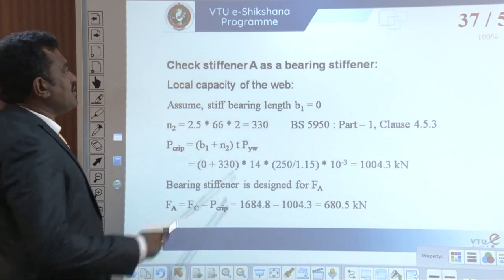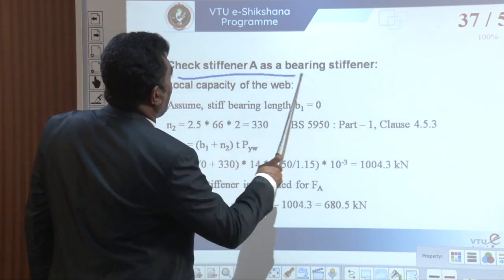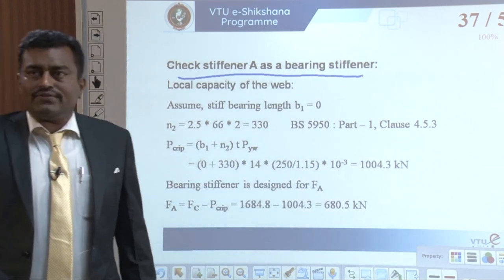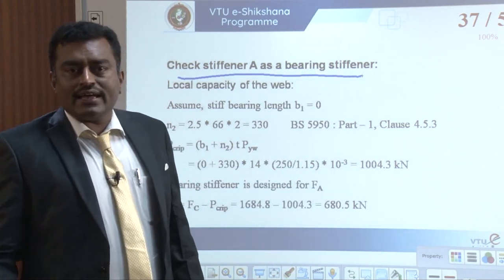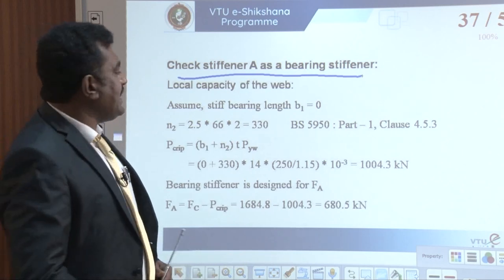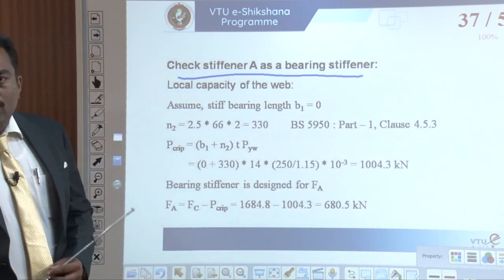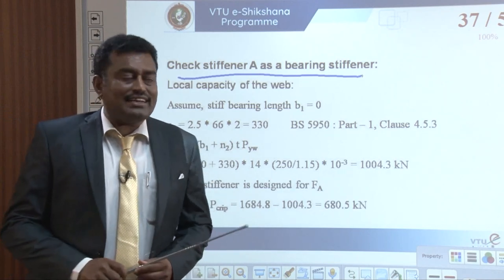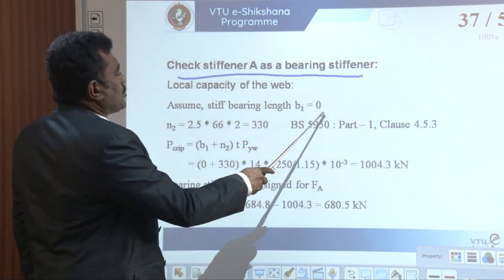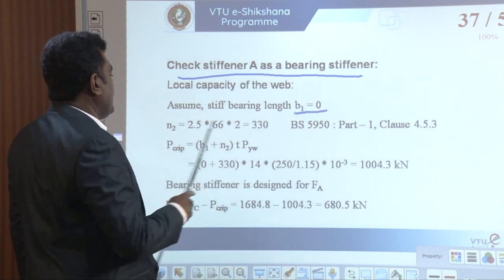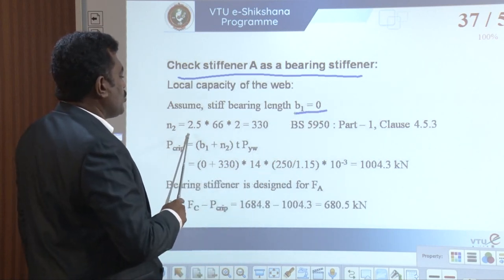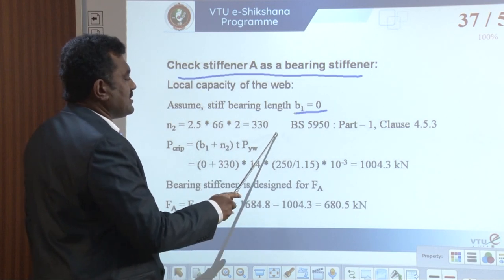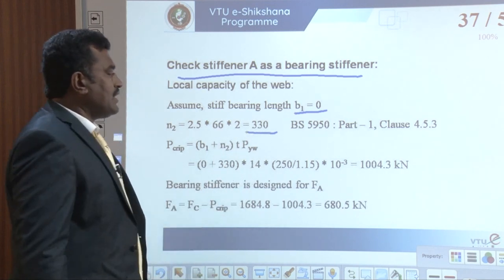Then coming to checking stiffener A as a bearing stiffener. The stiffener A is checked as a bearing stiffener. Then the local capacity of the web. How is the local capacity of the web taken? That is, b1 is equal to 0. Then n2 is equal to 2.5 into 66 into 2, that is 330.